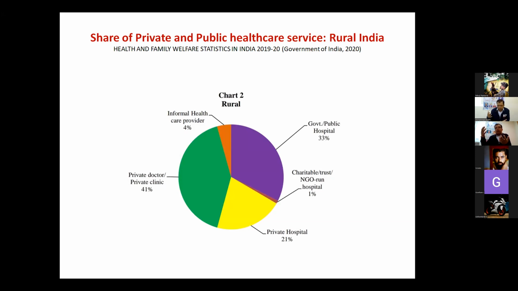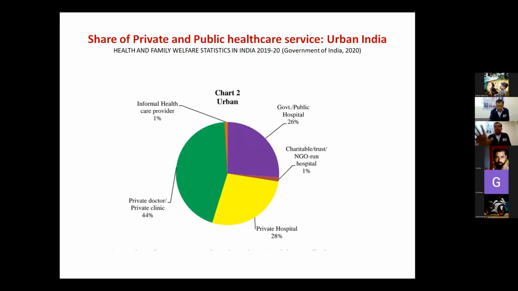And at the overall level, we have seen that the states are spending much less, and largely the expenditure is made by the people on their own, that is known as out-of-pocket expenditure. So this is the expenditure pattern. I hope you got clarity on this. The same chart I presented in the urban context also, but you can see the difference.